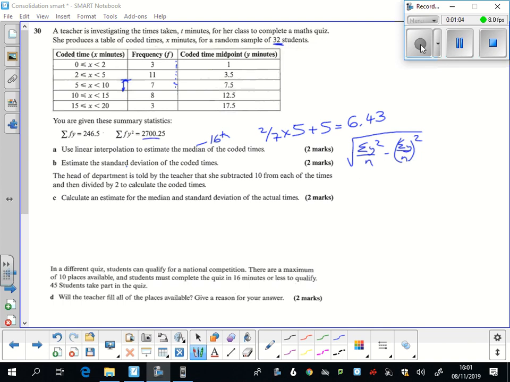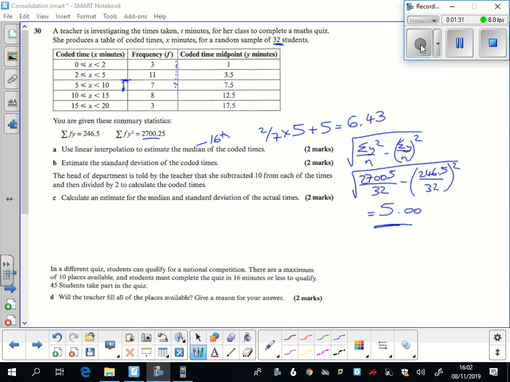So we've got 2700.5 divided by the 32. Take away 246.5 divided by 32 squared, square rooted, and tapping all that in, well, it's very close to 5. It's 5.004. So I'm going to put it just as 5.